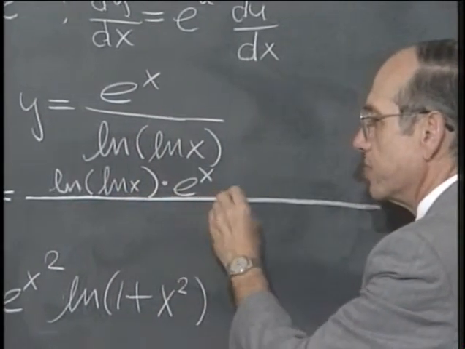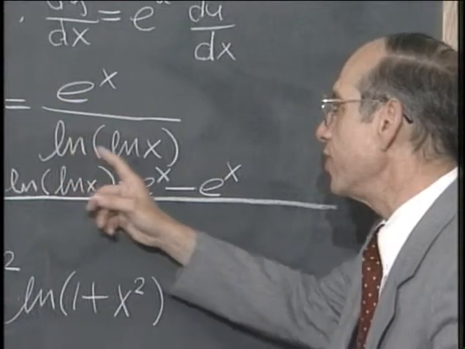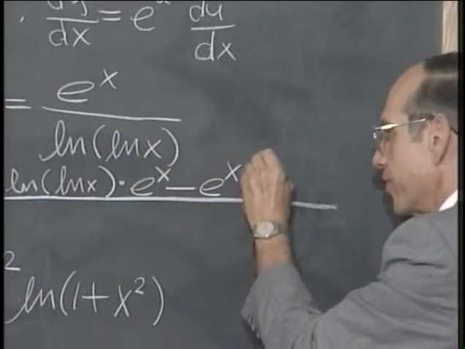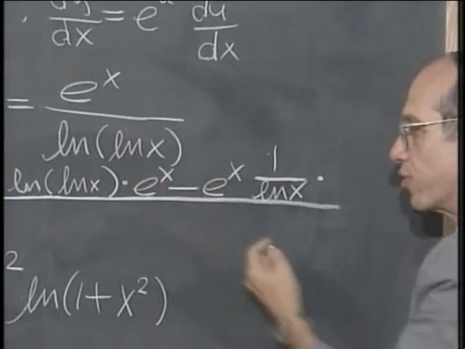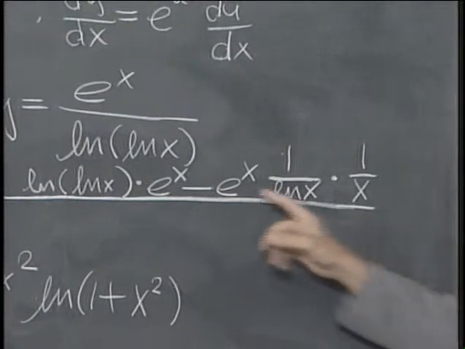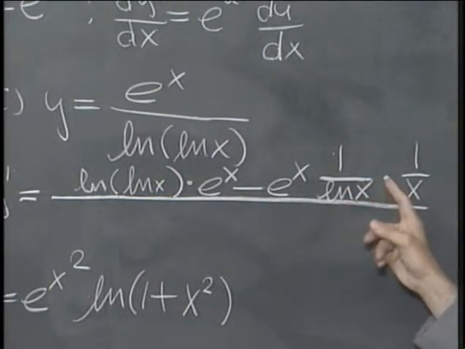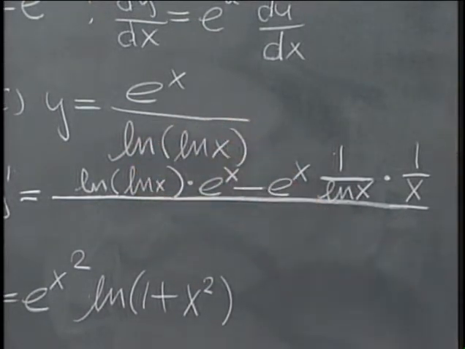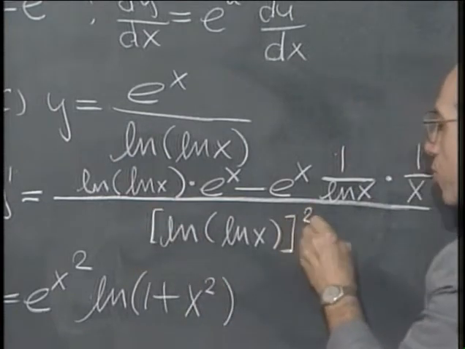So we have log x times e to the x minus the numerator, which is also e to the x, times the derivative of the log of x. What's the derivative of log of x? It's the log of something. The derivative of that is 1 over the log of x times the derivative of what was inside those parentheses. That was log x. The derivative of log x is 1 over x. So here we have e to the x times 1 over log x. That's the derivative of log x. And with the chain rule, the derivative of log x, 1 over x. Finally, to complete the quotient rule, we have to divide by the square of this denominator. And the square of this denominator is the log of x, the whole thing squared.